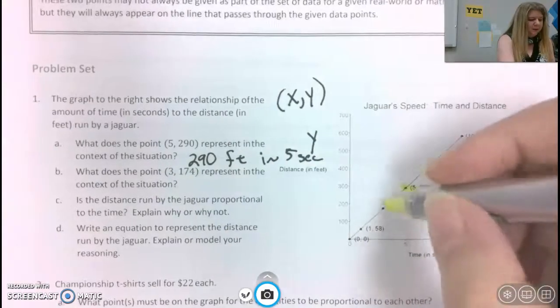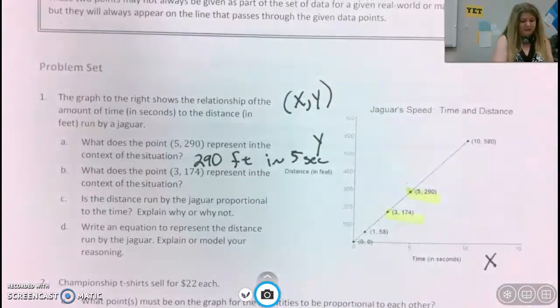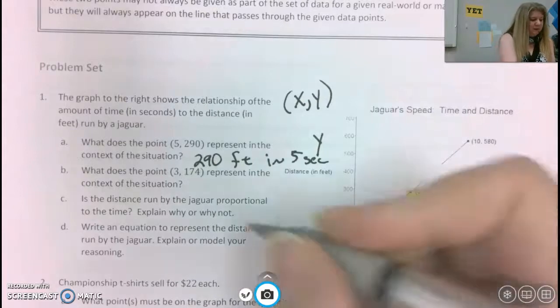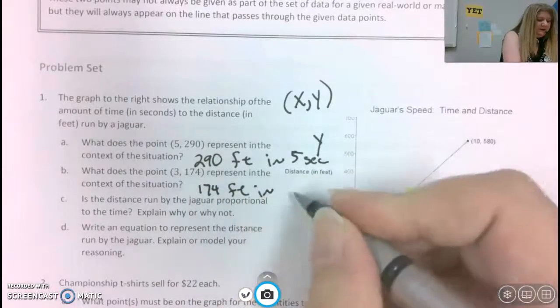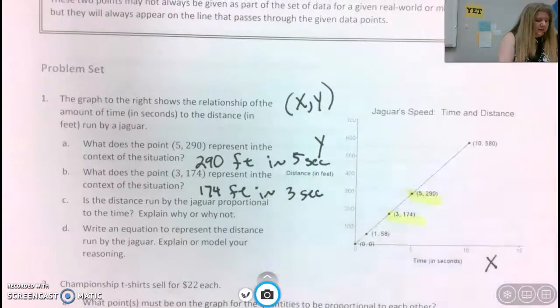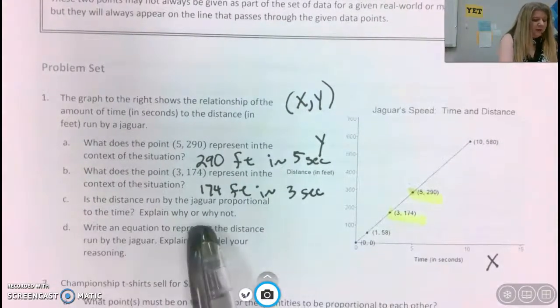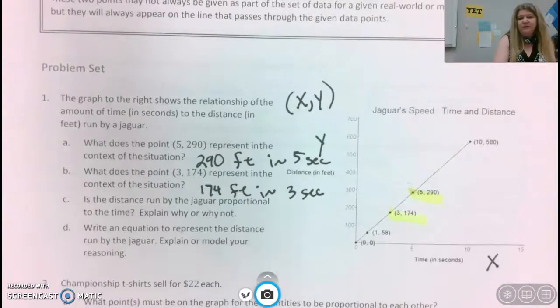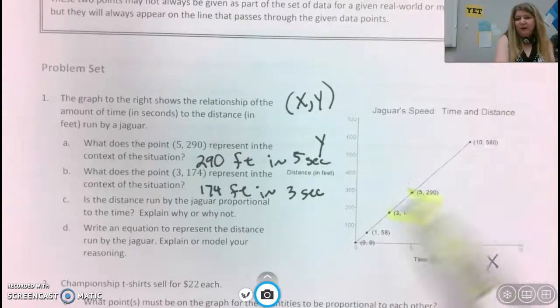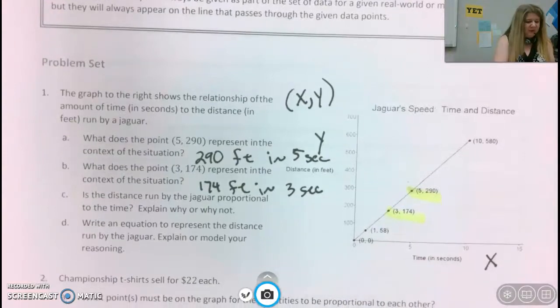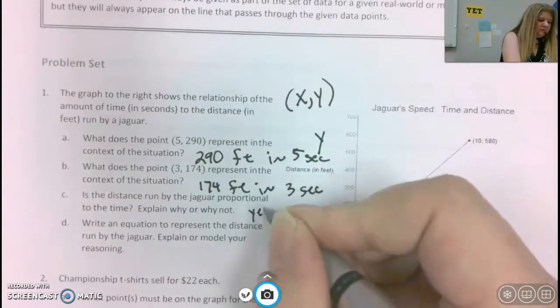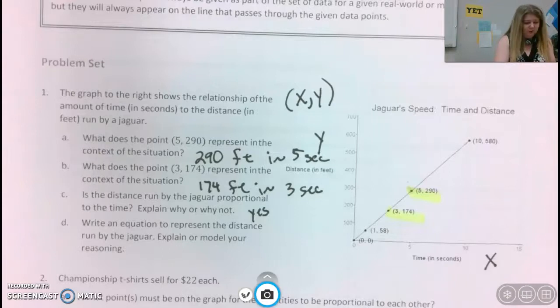We have another one, very similar. What does this point represent in context of the situation? So this point would represent 174 feet in 3 seconds. Is the distance run by the Jaguar proportional to the time? We can look at the graph and we see it's a straight line and it goes through the origin. So yes, this is proportional. Straight line through the origin.